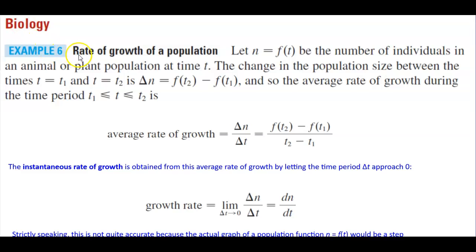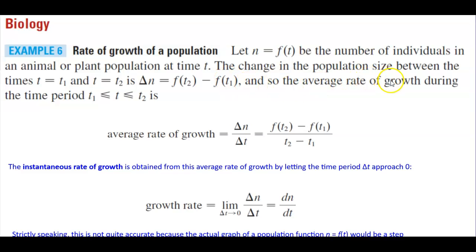Biology, Example 6, Rate of Growth of a Population. Let n equal f of t be the number of individuals in an animal or plant population at time t. The change in the population size between the times t equals t1 and t equals t2 is the change in n, which is equal to f of t2 minus f of t1.